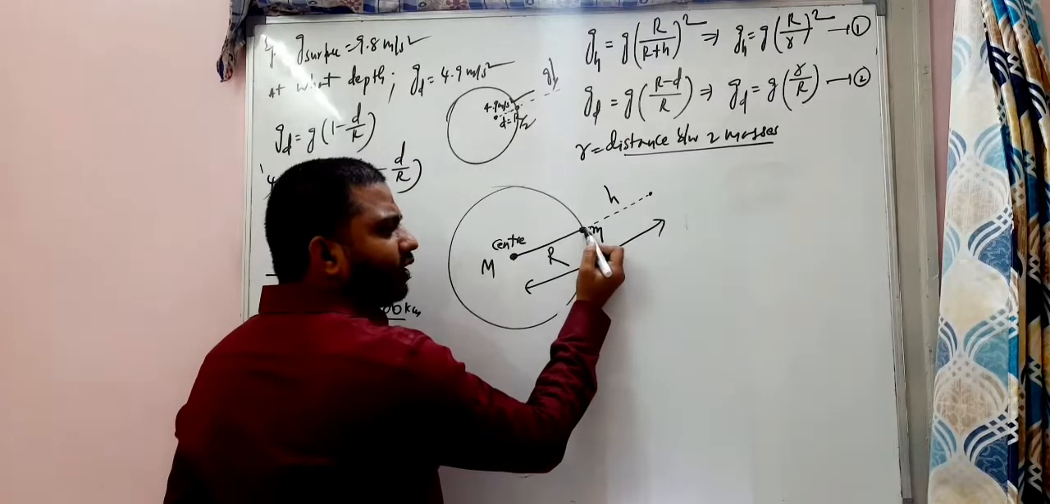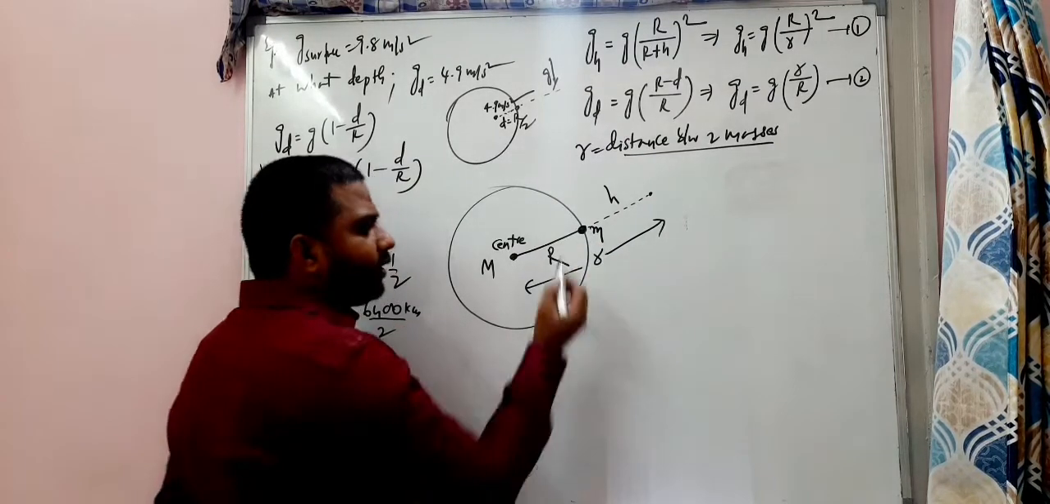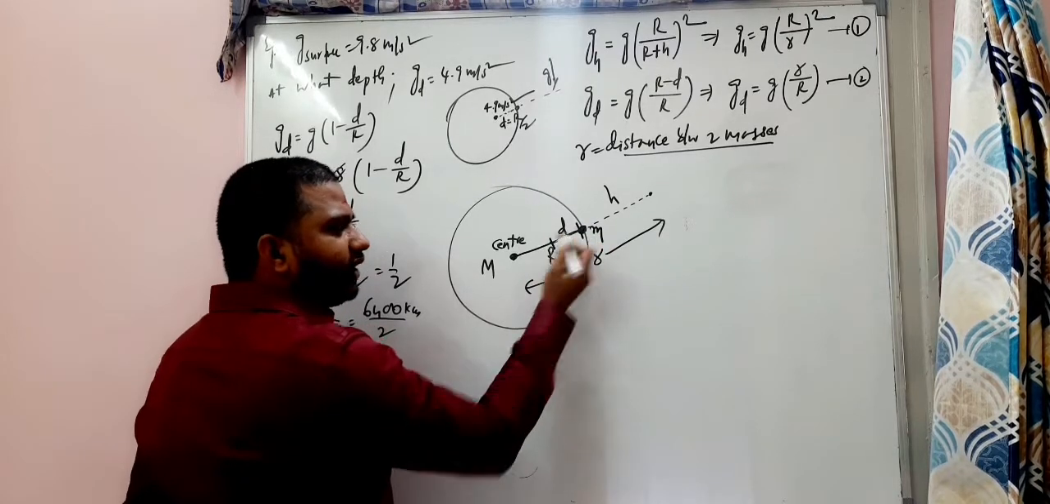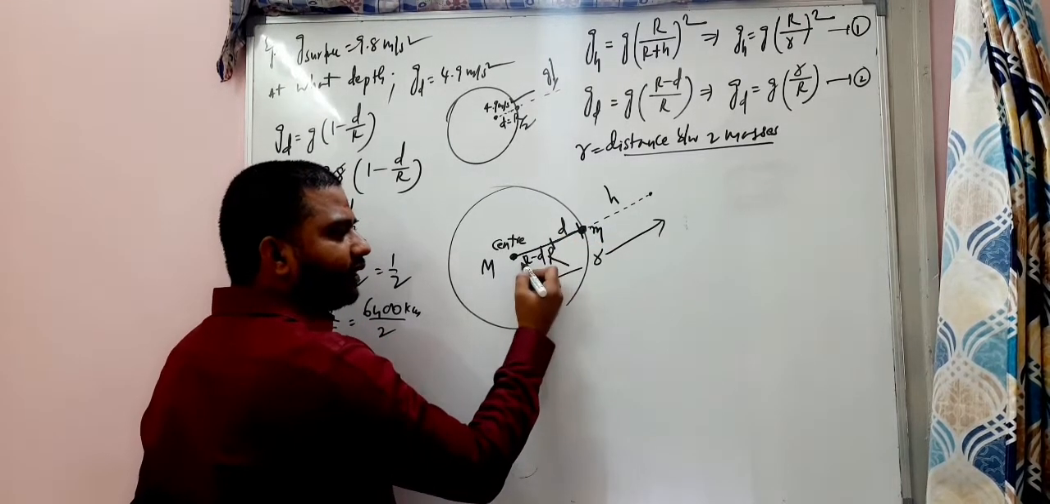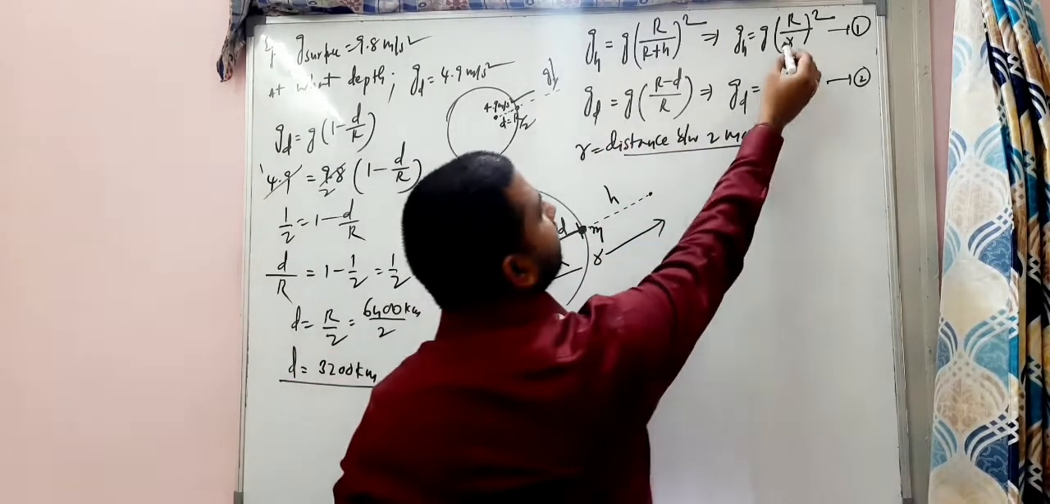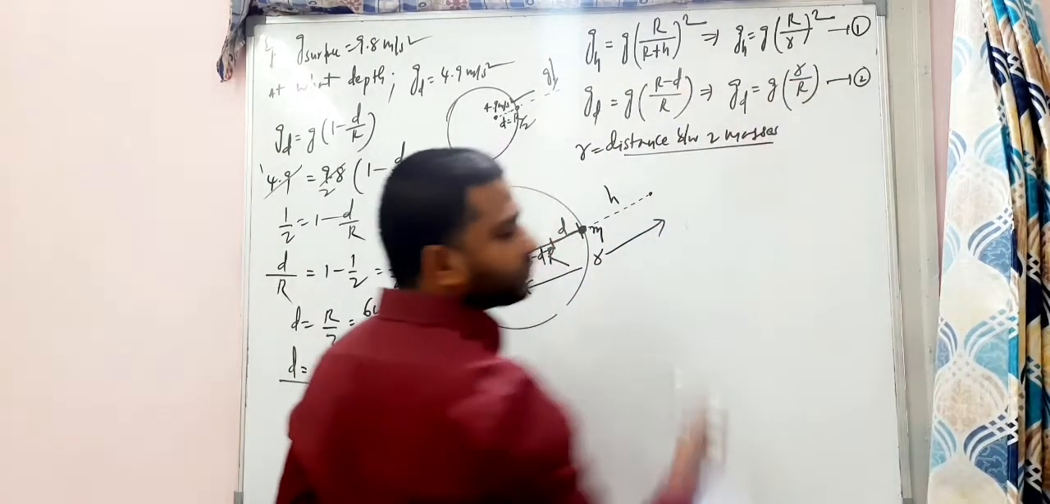Second case, from the surface, I'm taking it to some deeper level. This is d, and this distance is R minus d. And this R minus d I have written as small r. No confusion. See here, this R minus d I have written as small r.